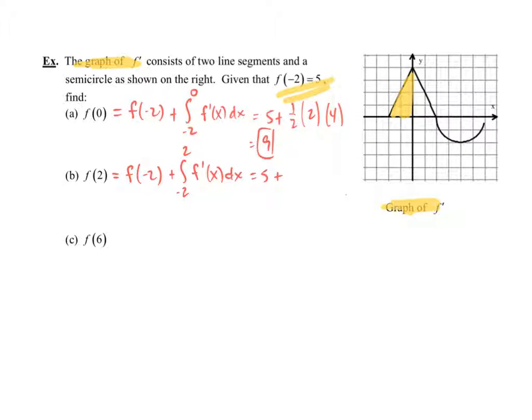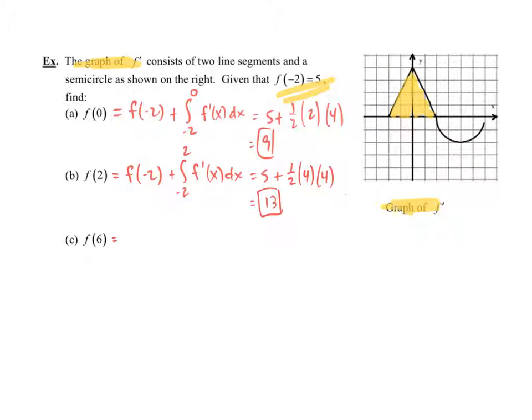So this will equal 5 plus, and now the integral from negative 2 to 2 is going to include this entire triangle, from negative 2 to 2. So the area of that entire triangle will be 1/2 multiplied by the base, which is 4, multiplied by the height, which is 4. And so this will equal a total of 13.